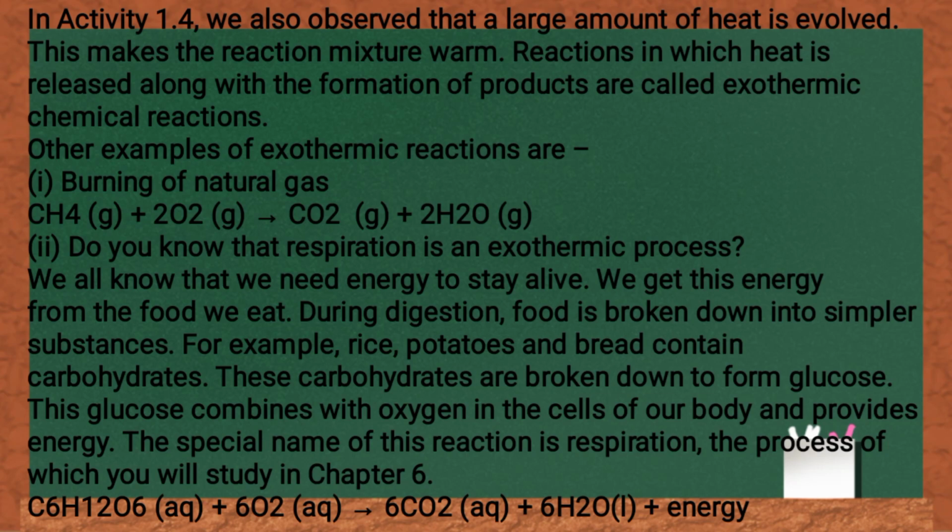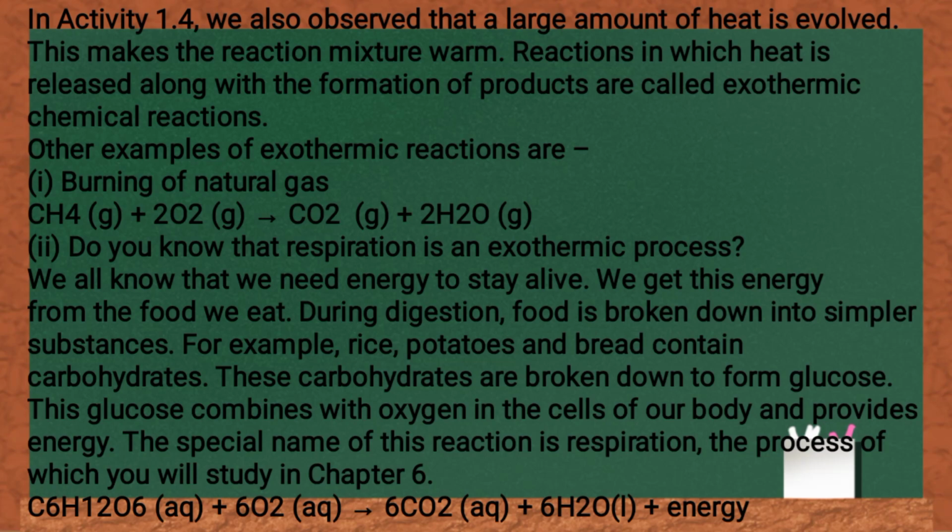In activity 1.4, we also observed that a large amount of heat is evolved. This makes the reaction mixture warm. Reactions in which heat is released along with the formation of products are called exothermic chemical reactions. Keep in mind, where slaked lime is formed, we also saw that the beaker becomes hot with the evolution of heat. Wherever heat is produced when a chemical reaction takes place, those types of reactions are also called exothermic reactions.